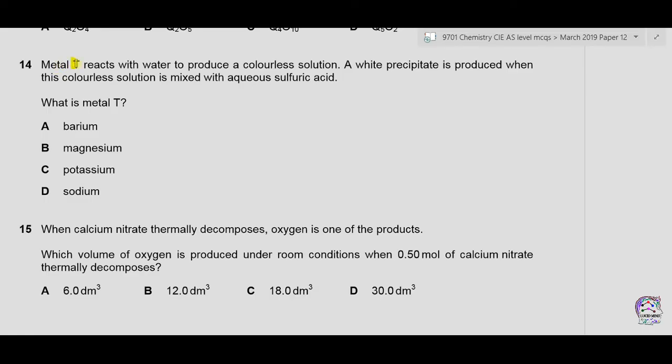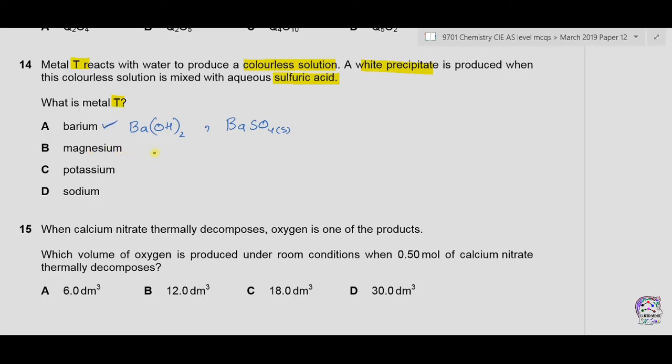Question number 14. Metal T reacts with water to produce a colorless solution. A white precipitate is produced when this colorless solution is mixed with aqueous sulfuric acid. What is metal T? Let's look at the options. A is barium. Barium reacts with water to form colorless solution of barium hydroxide. So this is true. Barium hydroxide reacts with sulfuric acid to form precipitate of barium sulfate. So both options are correct for barium, so it could be the possible answer.